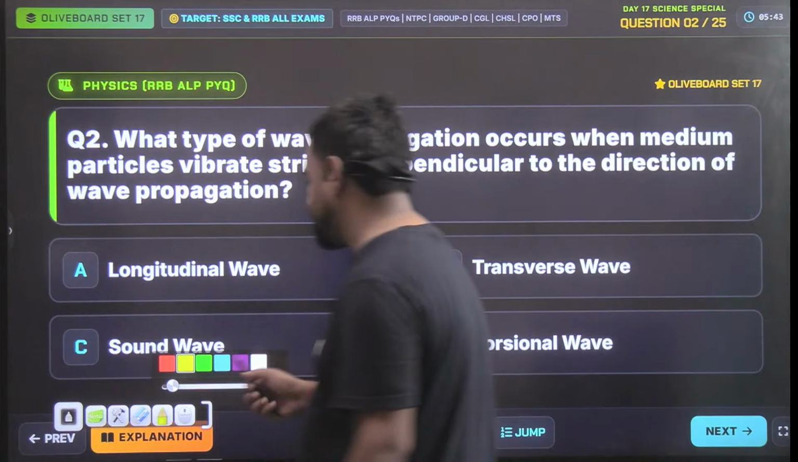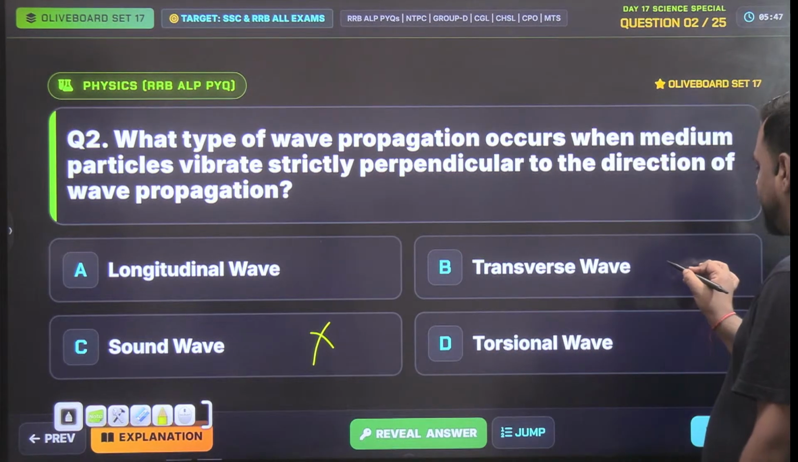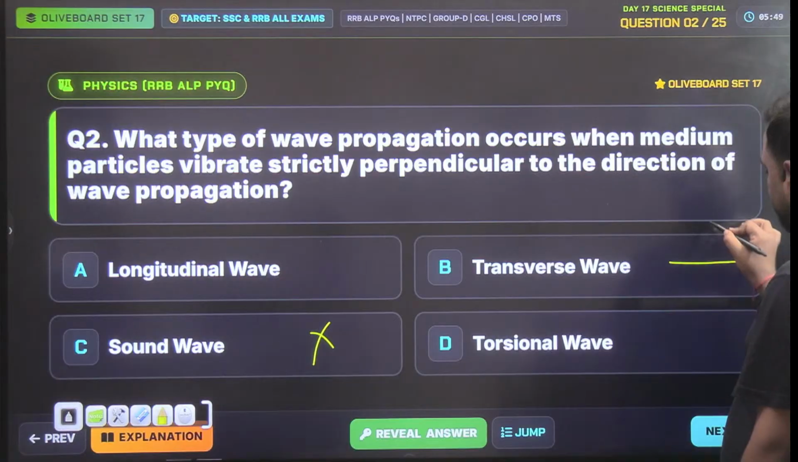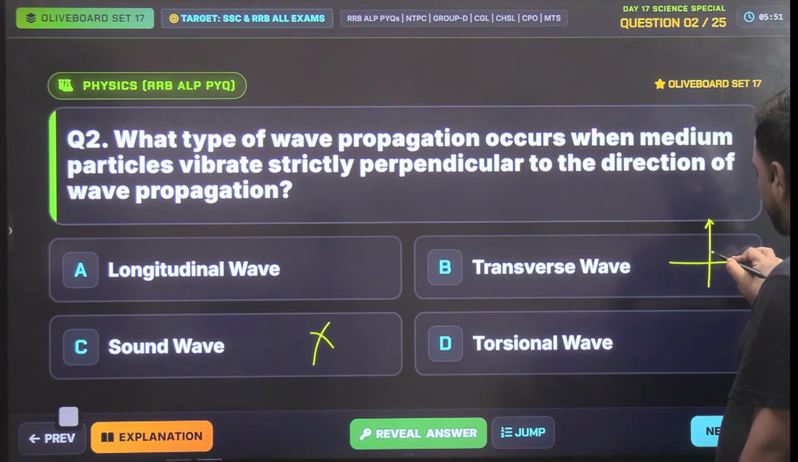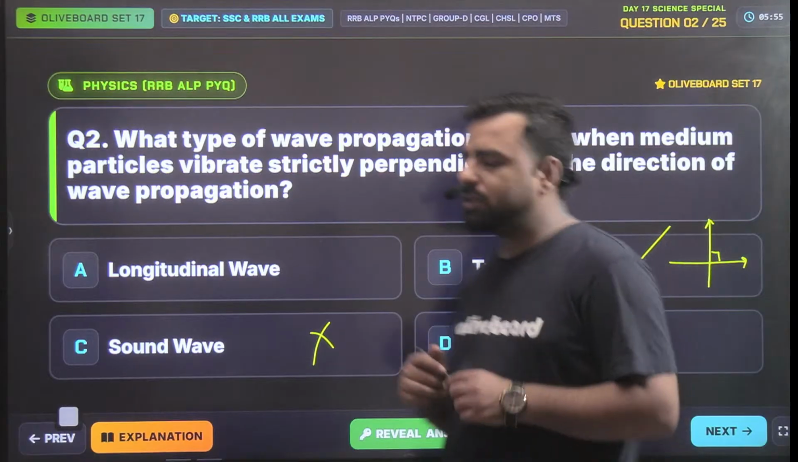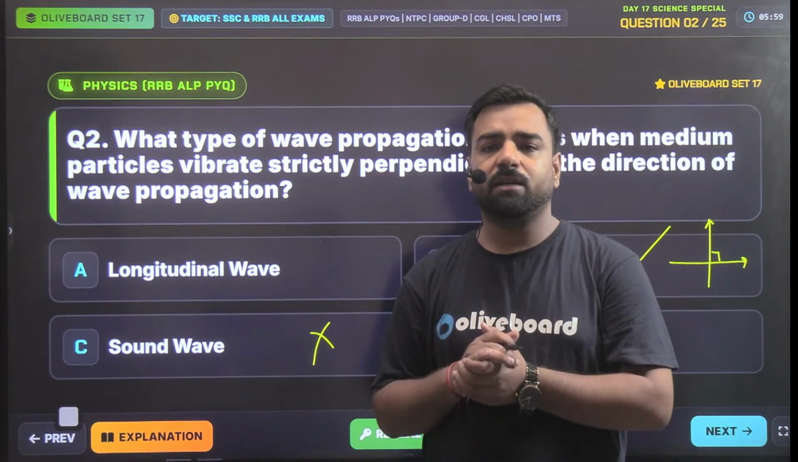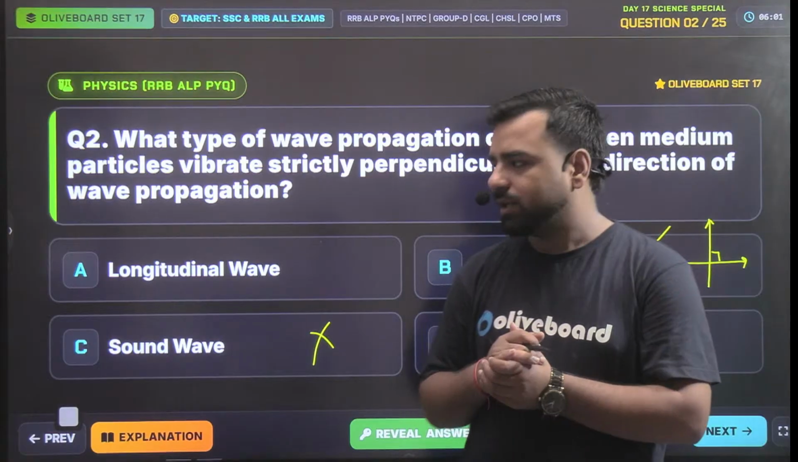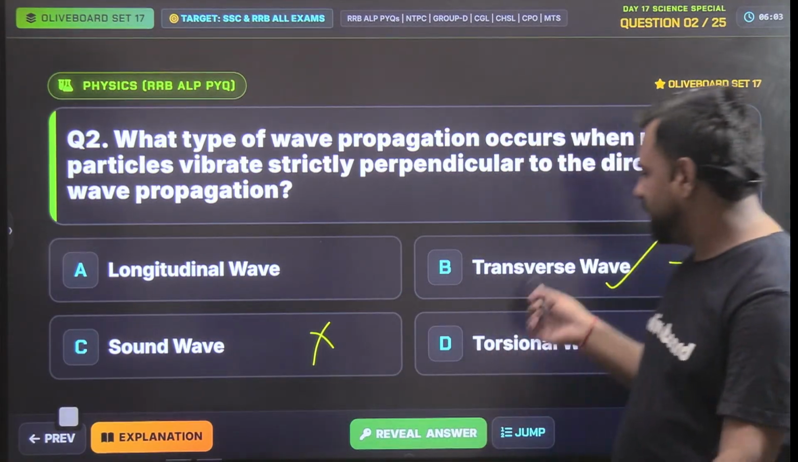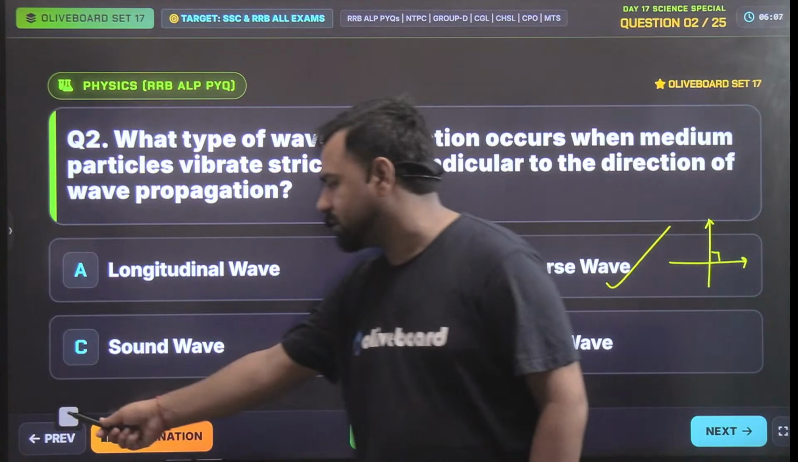Obviously the answer cannot be the sound wave. If the wave is propagating in the x direction and the particles are perpendicular to it, we can say that's an example of a transverse wave. What about longitudinal? Longitudinal waves are the ones in which the particles propagate parallel to the direction of the wave. So in this case, transverse will be the correct answer.